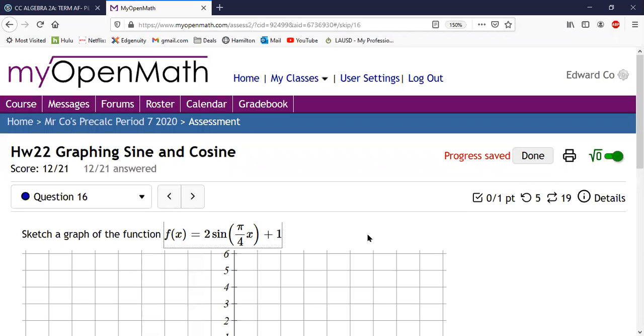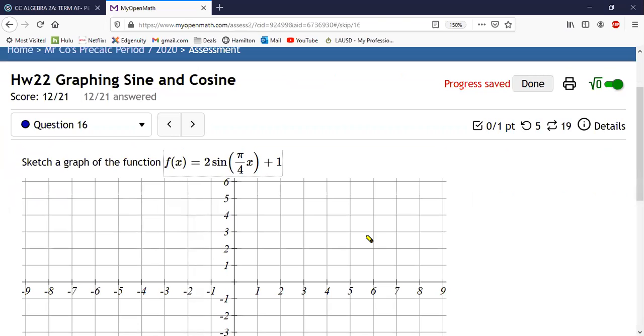It says pi over 4. Now, on your paper, you can write 2 pi over pi over 4. And when you write that, you want to multiply by the reciprocal. So it'll be 2 pi times 4 over pi. And the pi's are going to divide out, leaving you 2 times 4. That'll be 8. My period is going to be 8.